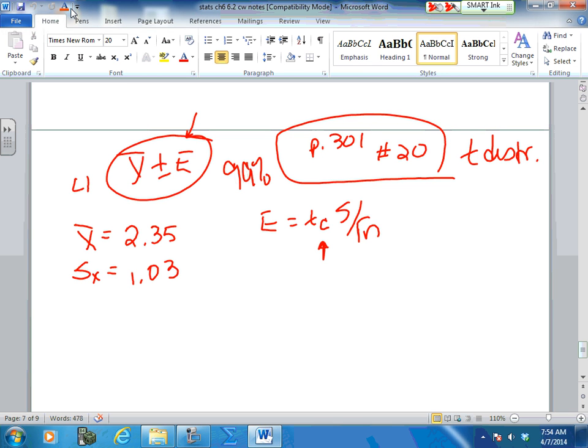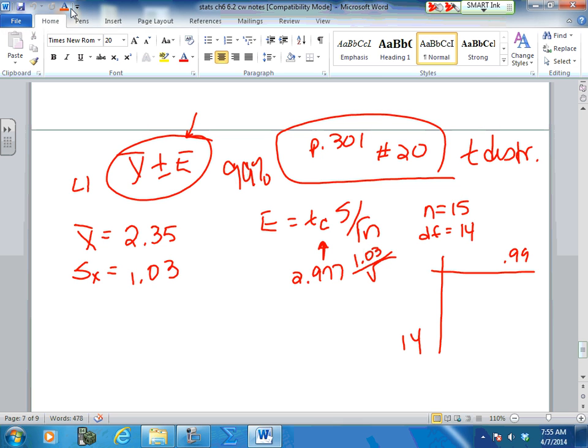On your table. So if your n is 15, what's your degrees of freedom? 14. So you're going to look up 14. 2.977. Times your sample standard deviation over your square root of how many? 15. So let's find our margin of error.